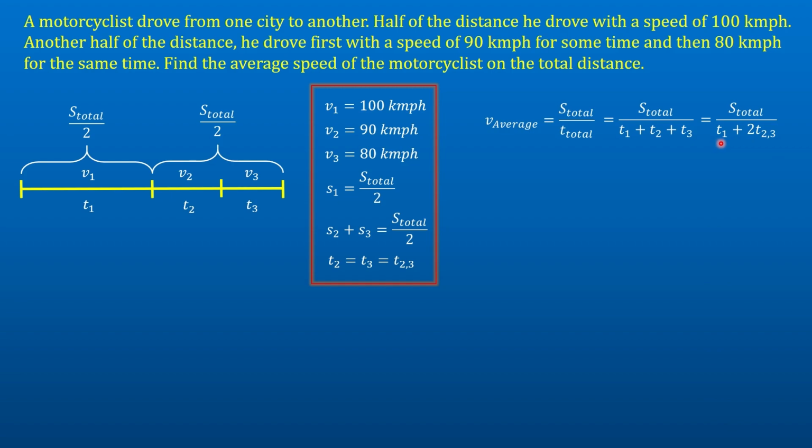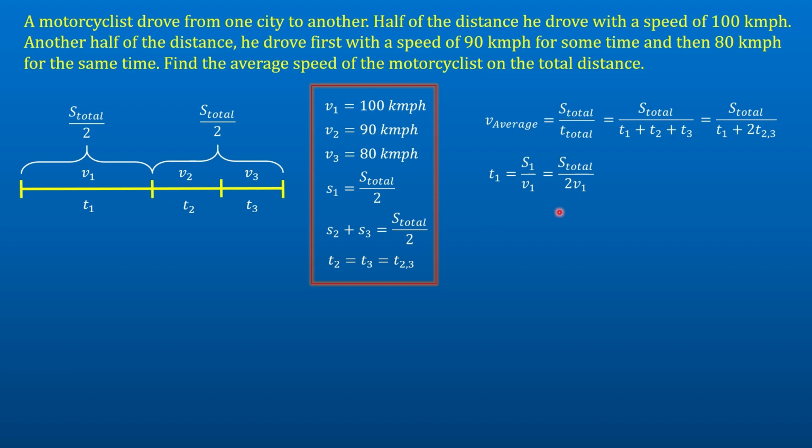First, let's find T1. T1 equals the first distance divided by the first speed. We know the value for the first speed, but we don't know the value for the first distance. But we know that the first distance equals S total divided by 2. So we can just write S total divided by 2V1. Now let's find the T23.